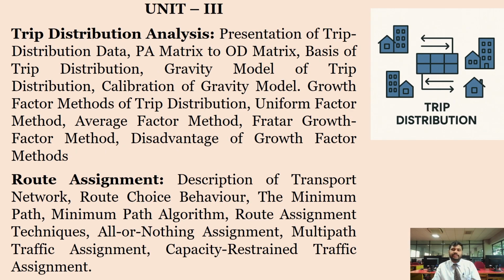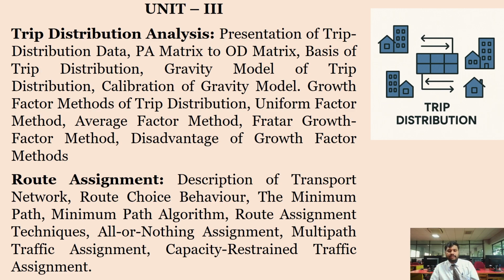Then coming to the next unit, unit number 3, we find trip distribution analysis. As explained earlier, we'll be plotting the trip productions and trip attractions. We form this trip distribution matrix where we can see the origins and destinations and the number of trips that have been produced from a given zone. Again, we have different models to study the distribution analysis, and they have their own advantages and disadvantages. We'll be looking into this. And the last topic is route assignment: how is route assignment done, or how are trips assigned to a given transport network? The minimum path algorithm and route assignment techniques.